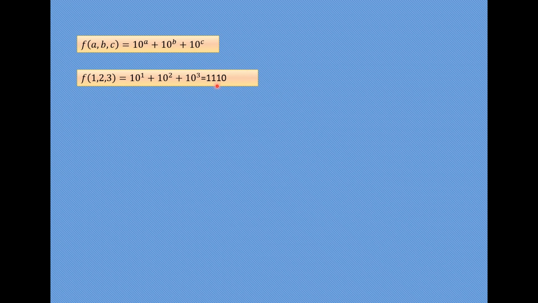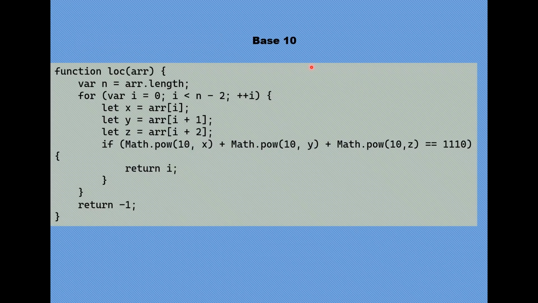So this will simply give you 1110. So this is the magic number that we will use in the program, and this is how the program will look with this new approach. So we are still doing the same thing. We are assigning x, y, z as earlier, but instead of that long condition, now we have reduced it to this condition, which is Math.pow(10, x) plus Math.pow(10, y) plus Math.pow(10, z). So Math.pow, or POW, is a power function in JavaScript.